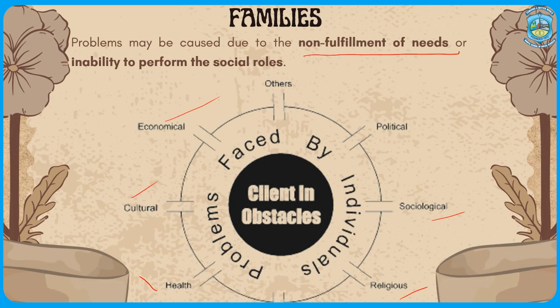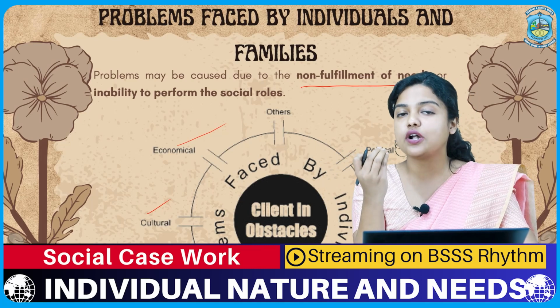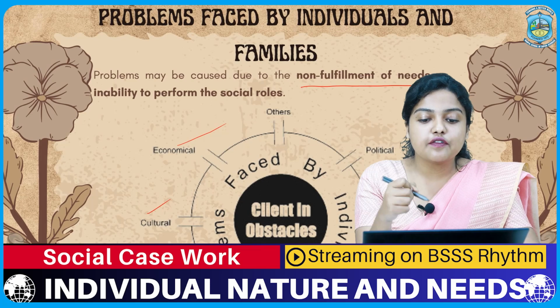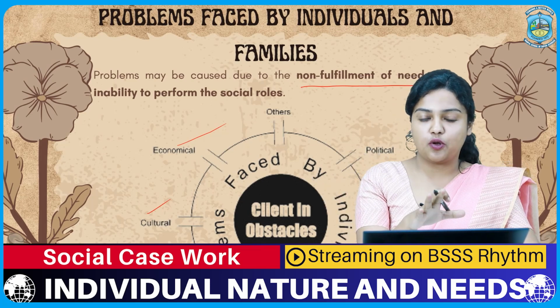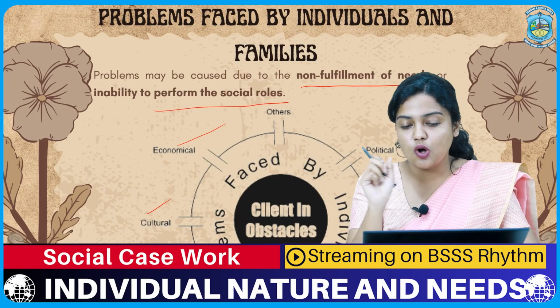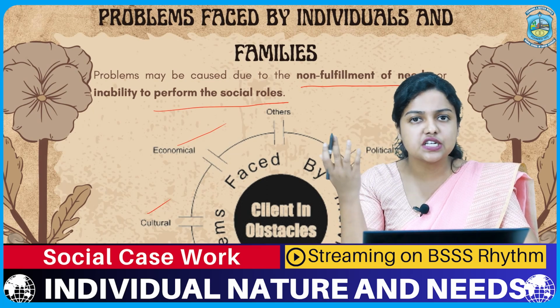Now we have discussed what all the needs are and the difference between needs and wants also. But needs are the important thing which there is a compulsion to satisfy, as we discussed. So if there is non-fulfillment of needs, a problem occurs. Problems may also be caused by the inability to perform social roles. Each person has certain roles and responsibilities in society. If they are unable to complete their roles, then also a problem occurs.